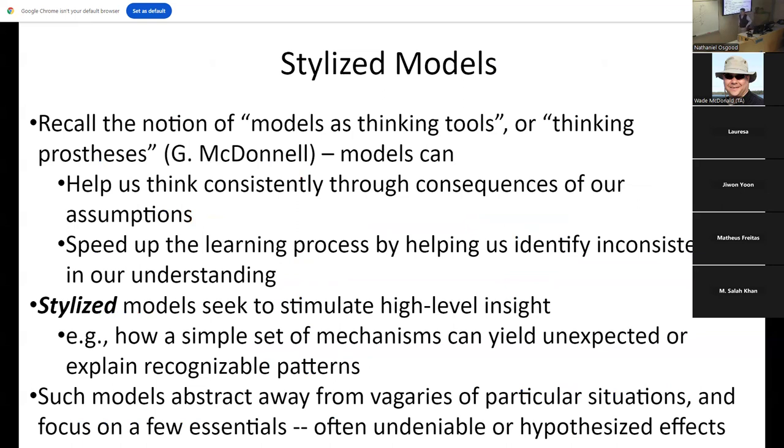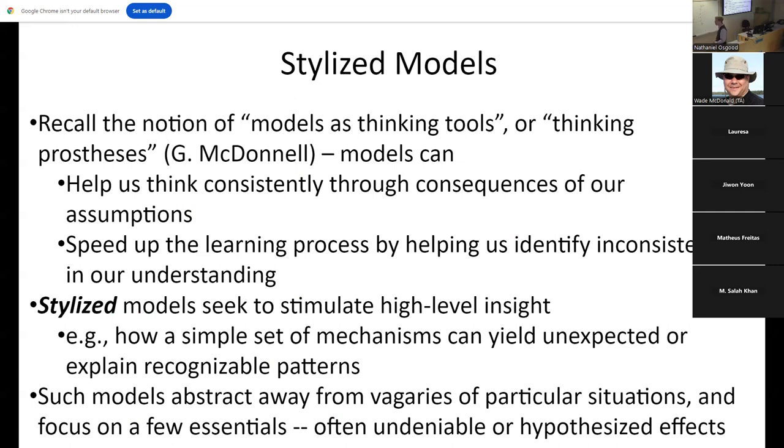So stylized models serve this aim of models playing the role of learning tools, thinking prostheses. You remember that idea from the first day? Remember, a physical prosthesis helps us gain physical function despite our limitations, right? We have a broken foot, we'll have a boot on, we can get around, or we'll have crutches, we can get around. If we have a broken leg, we can have a wheelchair and get around. We achieve much of our desired function despite our physical limitations. Models serve as learning prostheses or thinking prostheses.